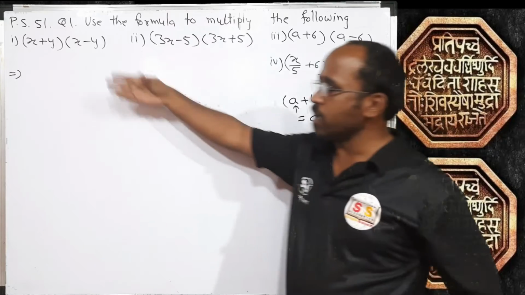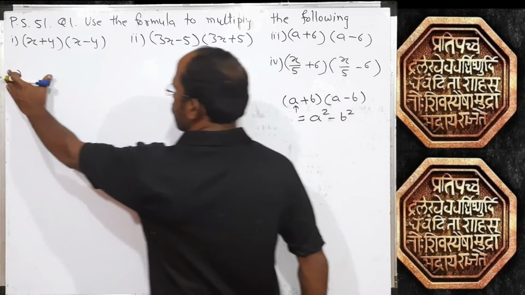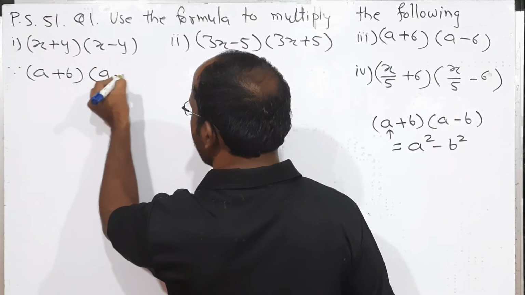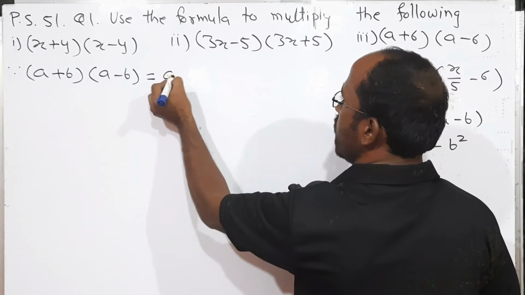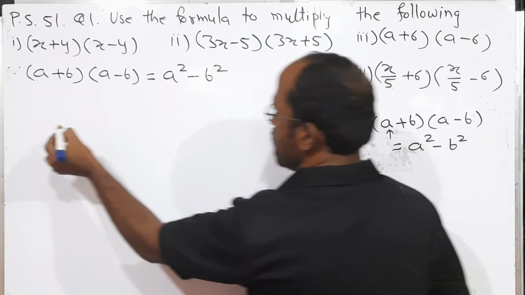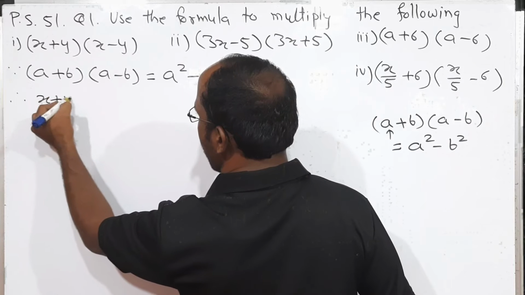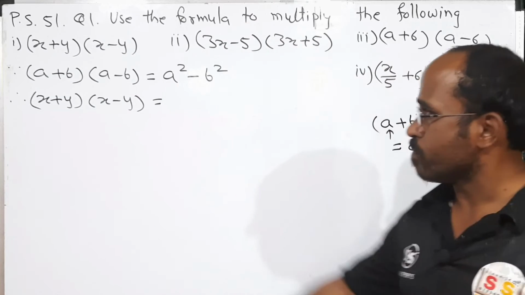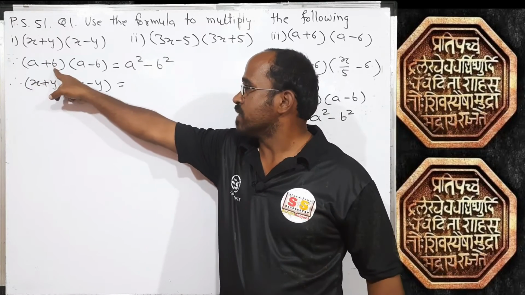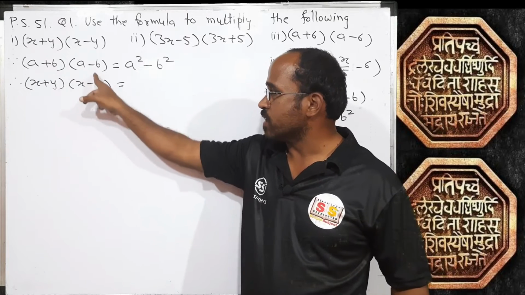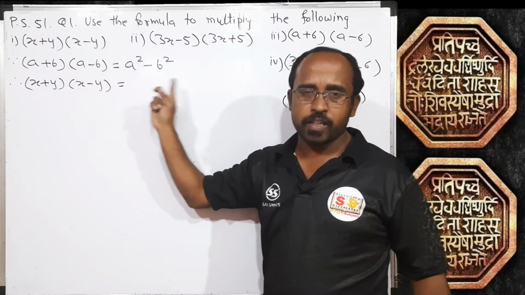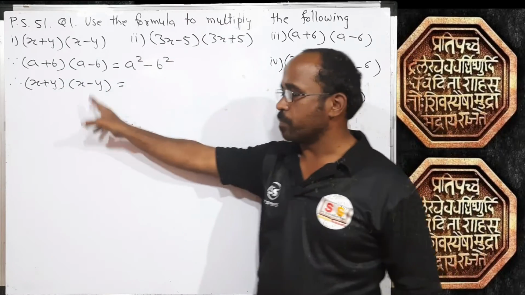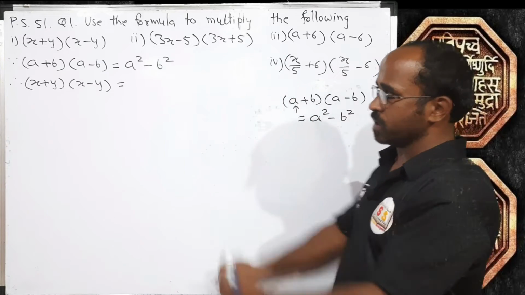So let's write the formula and use it in the question. If a plus b multiplied by a minus b is equal to a square minus b square, then x plus y multiplied by x minus y is equal to, first term is x, second term is y. At the place of a in the formula, we have to replace x from the question. At the place of b in the formula, we have to replace y from the question. So let's replace.